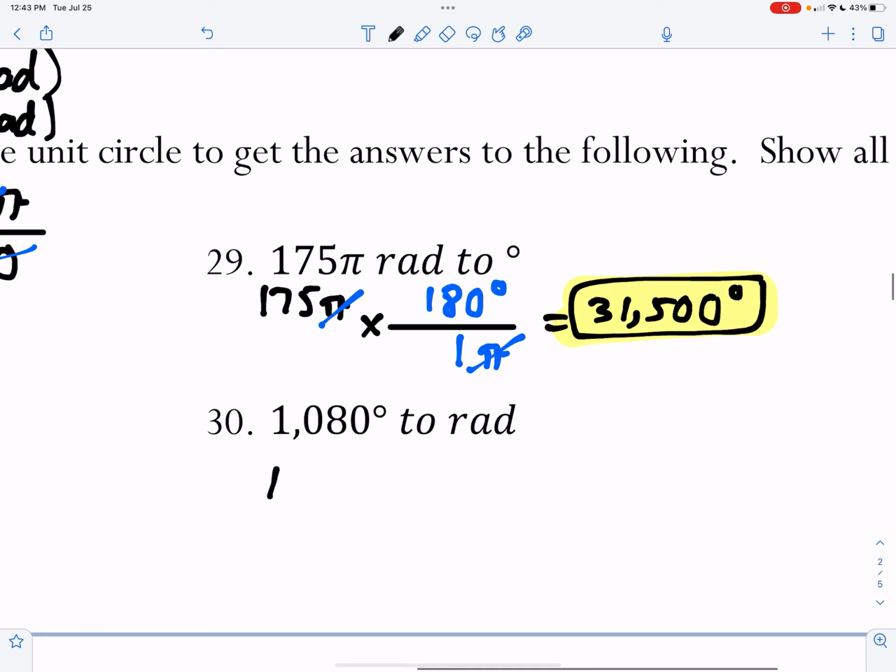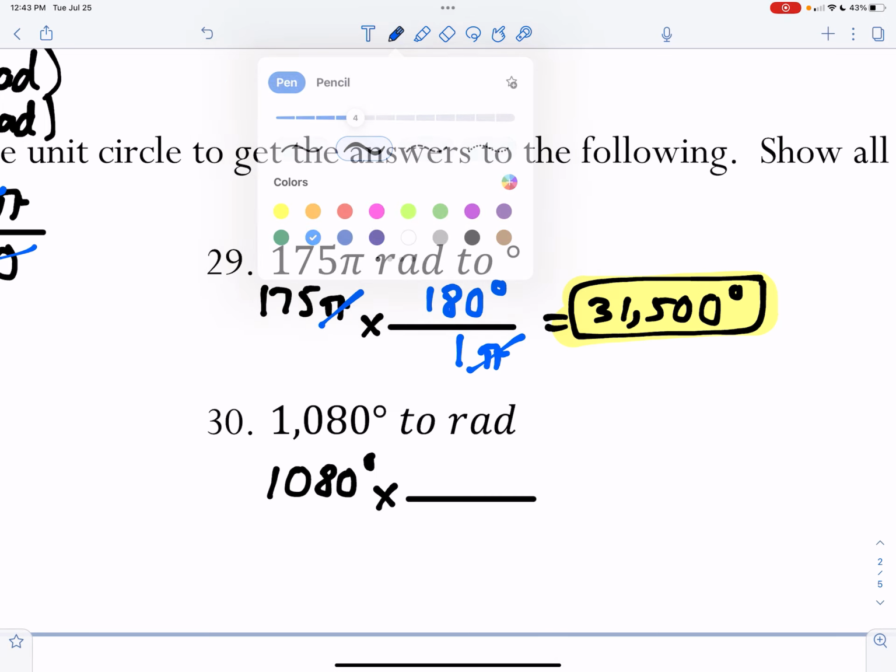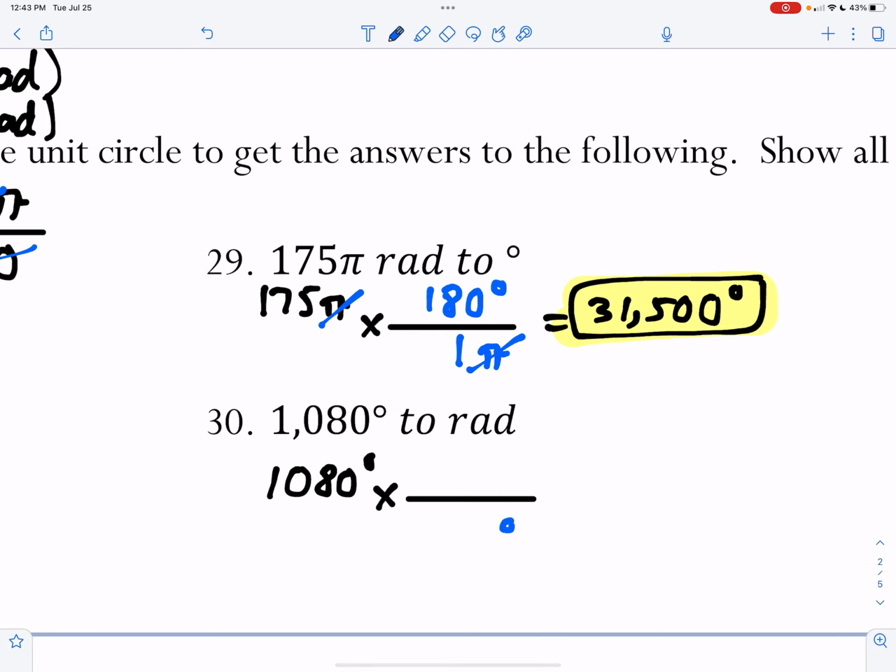Okay, 1,080 degrees into radians. So we're going to multiply times, we got degrees down here, so 180 degrees in pi radians. Okay, let's see how many times 180 goes into 1,080. Okay, just to see. 1,080 divided by 180 is actually 6, so that's perfect. This goes into it 6 times. What that would mean is this would be 6 pi radians.